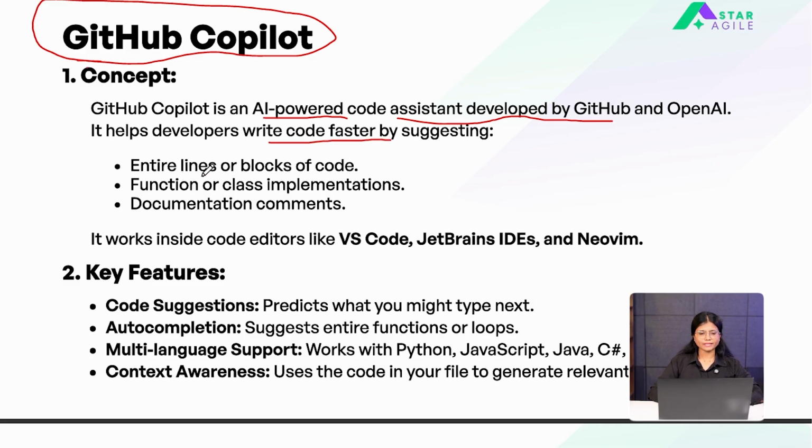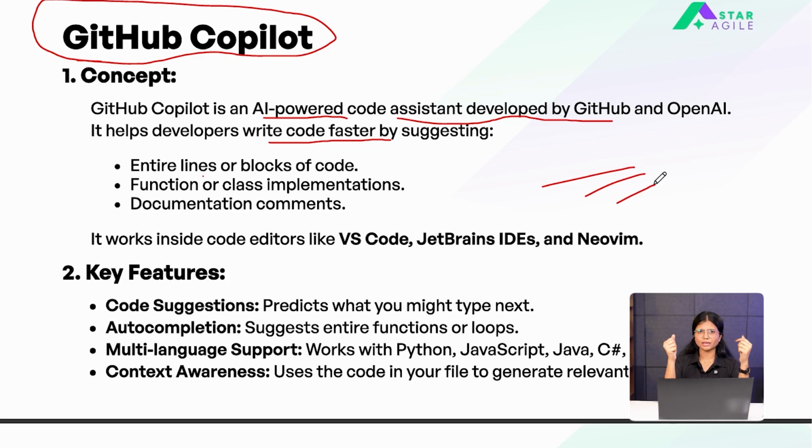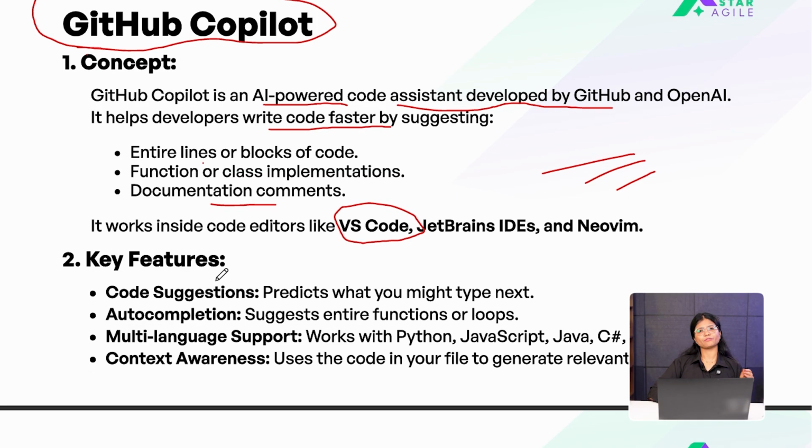It suggests entire lines or blocks of code. Let's say you have some 10 lines; it will give you those 10 lines of information, like what you have to write, as suggestions. We will see how, it might be a line or anything. It will also give you functions, class implementations, and documentation comments. It works inside code editors like VS Code, JetBrains IDEs, and Neovim. There are many other editors where you can do it, but we will go with VS Code. I believe most of you are aware of VS Code. So this is a small intro of Copilot.